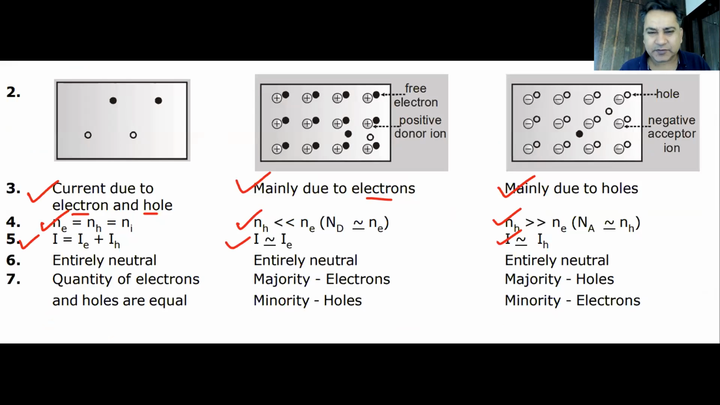The entire thing is just based on this. In N type, electrons are the majority carriers, holes are the minority carriers. In P type, holes are the majority carriers and electrons are minority carriers. Remember, all these three are entirely neutral. They don't have any charge of their own. Quantity of electrons and all are equal. Everything just boils down to the same thing, that in N type, electrons are more and holes are less. Do we understand this? Please note it down.